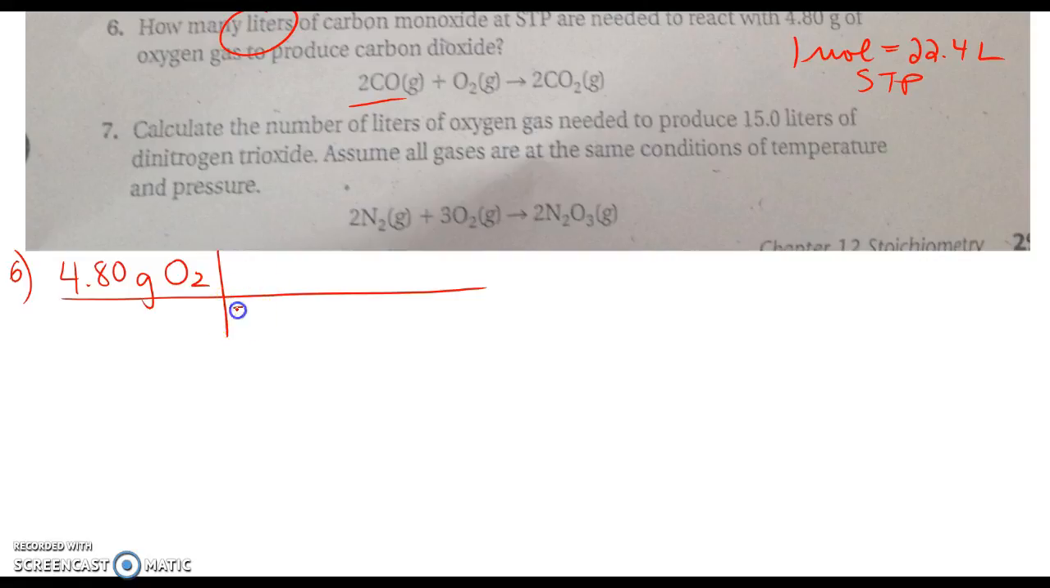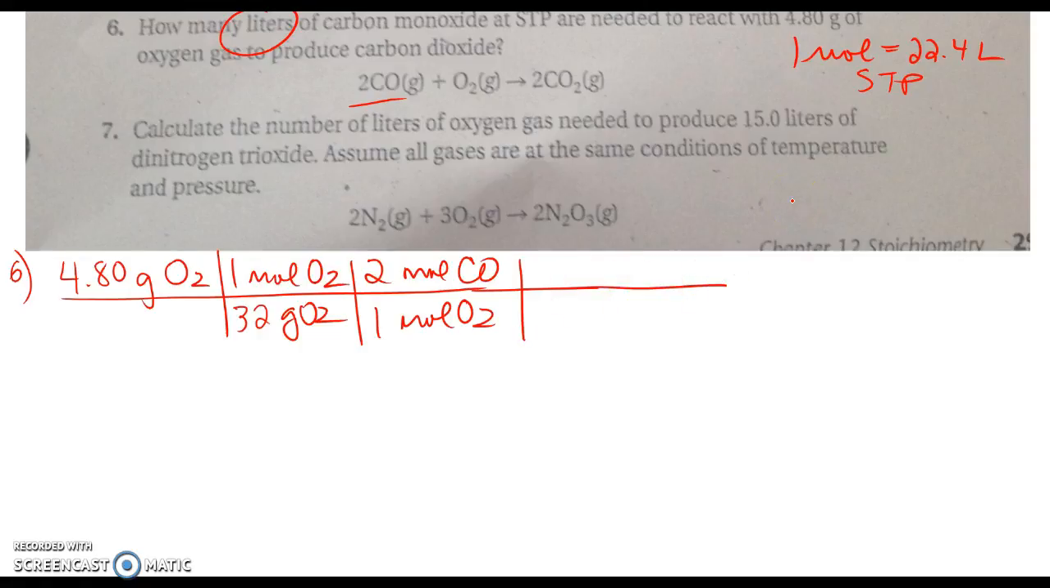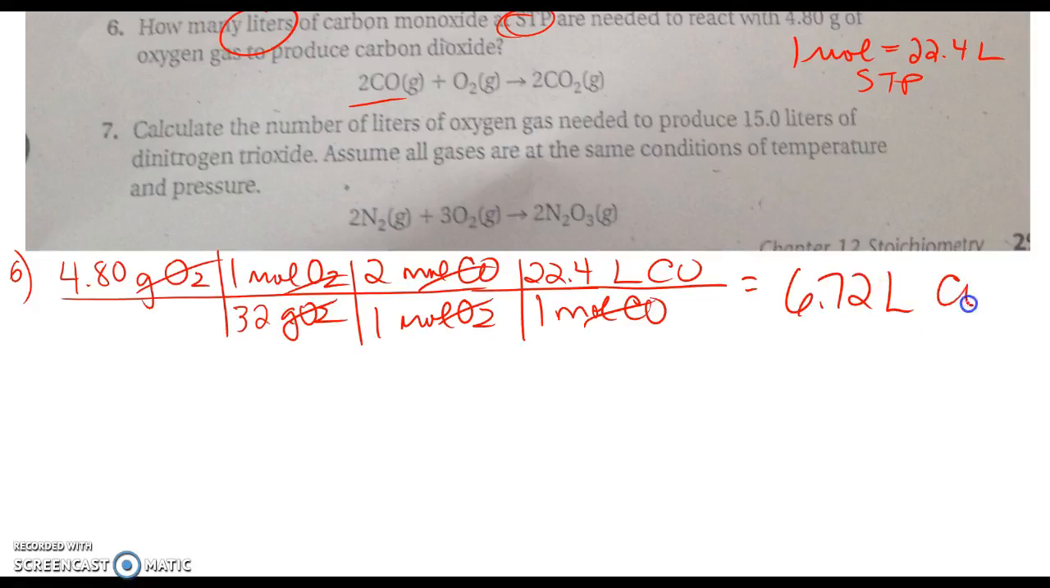Common theme. 32 grams of O2 is 1 mole of O2. Then I need to get to moles of carbon monoxide. 1 mole of O2 for every 2 moles CO. Those are the coefficients of the balanced equation. And then I know for every 1 mole of CO, because I'm at STP here, it is 22.4 liters. So I will end up with liters of CO gas. If I do the calculation, I end up with 6.72 liters of carbon monoxide.